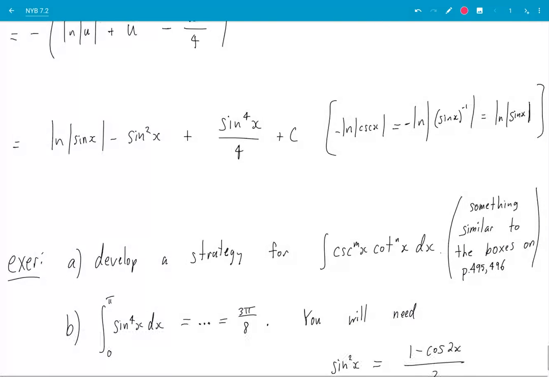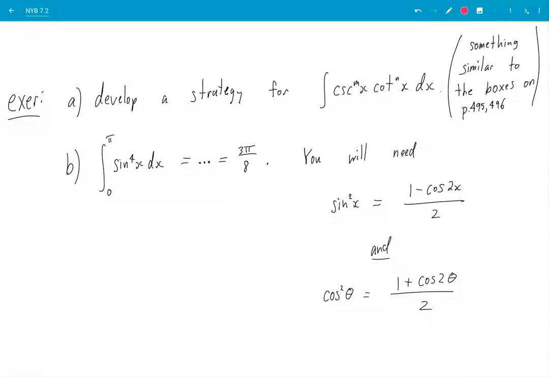Okay, so a couple of nice exercises for you to try. I want you to think about integrals of this form. Okay, have a look at the boxes on 495 and 496. Try to decide what a good strategy would be for some things of this form. Exercise B is completely unrelated to exercise A.